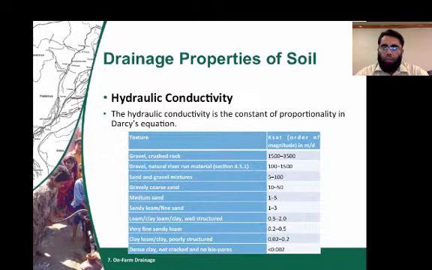and sandy soil and gravel have very high values of hydraulic conductivity.